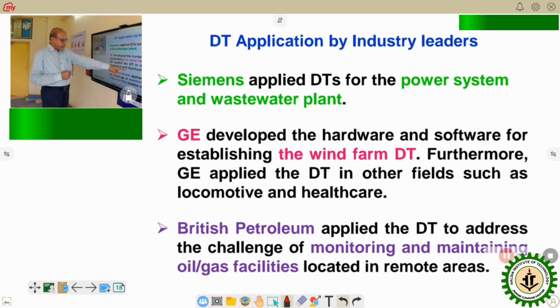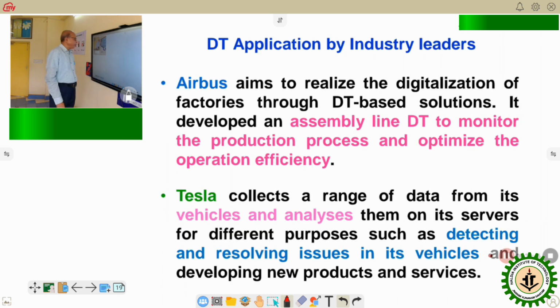British Petroleum applied the DT to address the challenges of monitoring and maintaining the oil and gas facilities located in remote areas. Some others: Airbus aims to realize the digitalization of the factory through a DT-based solution. It developed an assembly line DT to monitor the production process and optimize the operational efficiency.